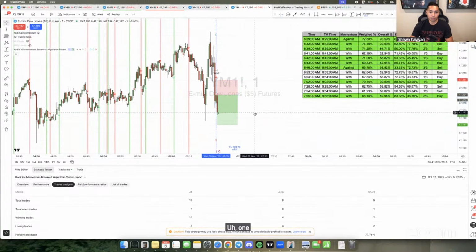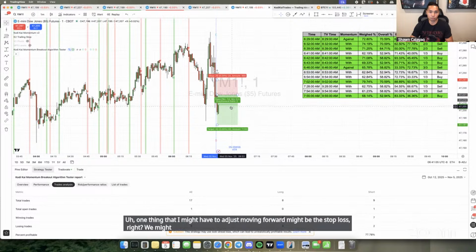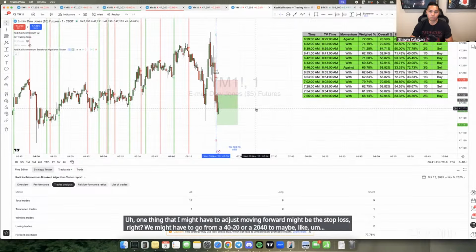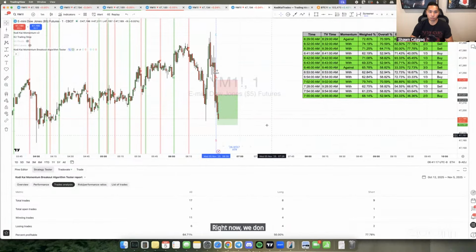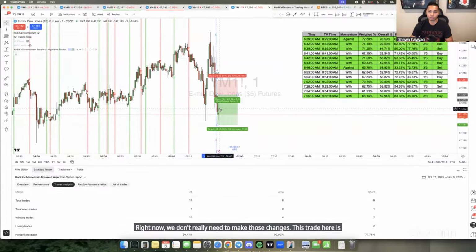One thing that I might have to adjust moving forward might be the stop loss. We might have to go from a 40-20 or a 20-40 to maybe a 30-60 or even a 50-100, something like that. It just depends on how the volatility is moving. Right now, we don't really need to make those changes. This trade here is currently almost at its profit target.